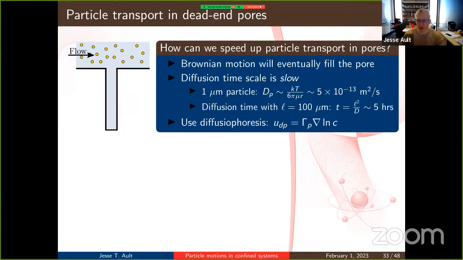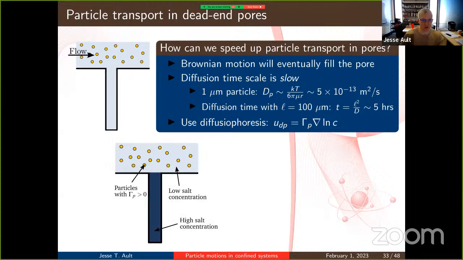So we can use this other effect called diffusiophoresis, which is an effect whereby charged particles spontaneously move either up or down a salt concentration gradient. So the velocity is proportional to the gradient in the log of the salt concentration. If you just put salt in a flow solution containing particles, those particles will move either towards high or low salt concentration. That's called diffusiophoresis.